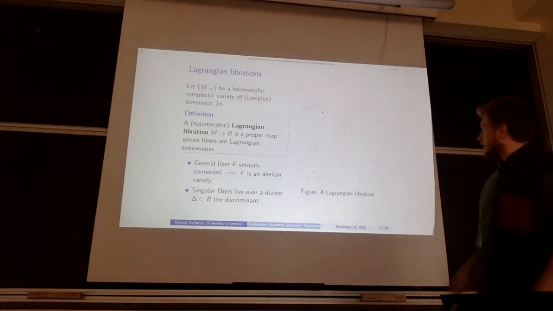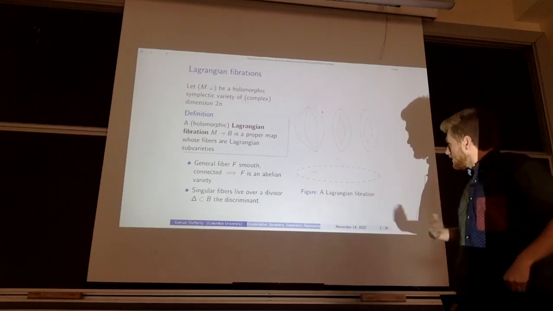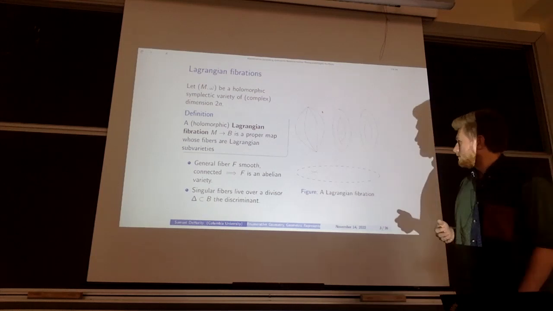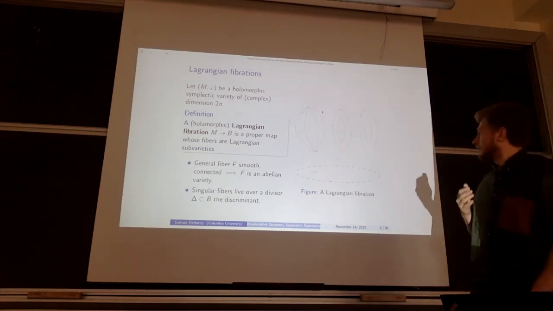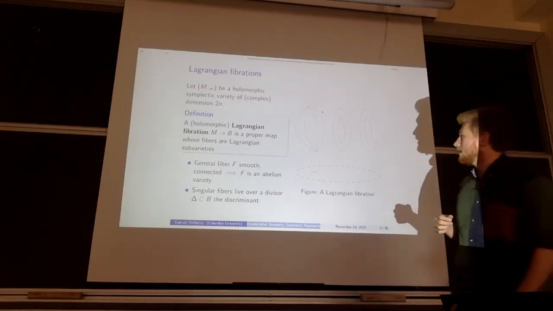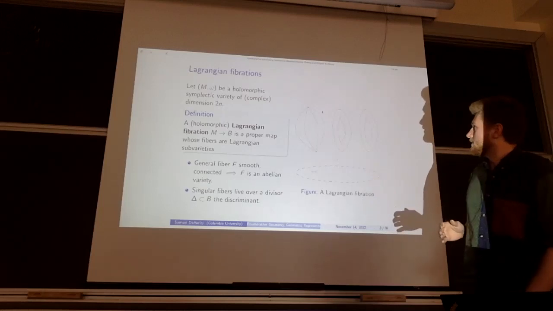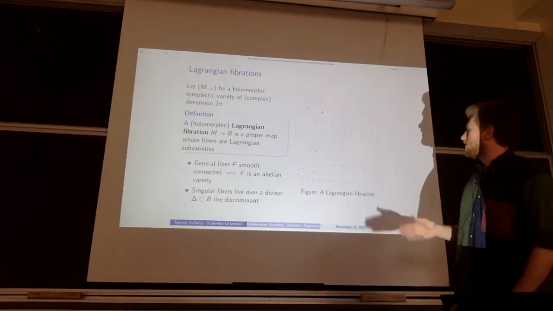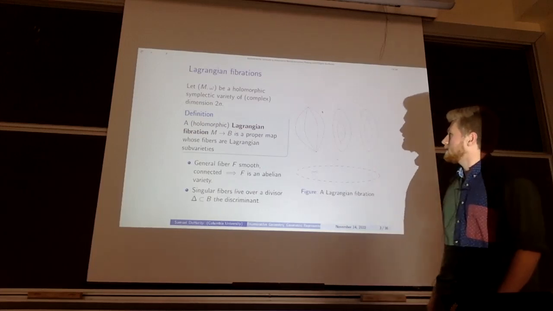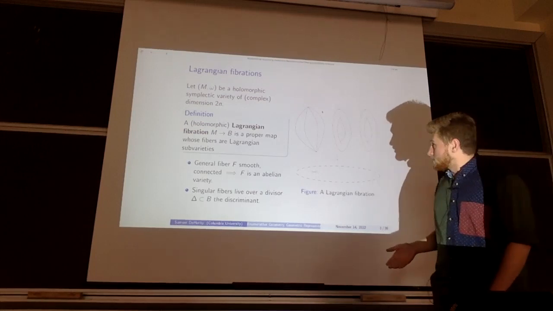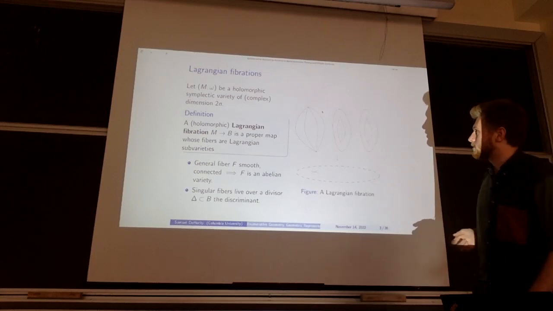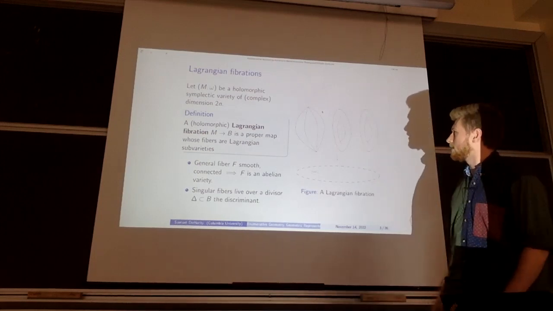So, for me, an elliptic surface is an algebraic variety, which is the smallest dimensional possible for which it admits a Lagrangian fibration. So this is all in the language of algebraic geometry. So Lagrangians are going to be holomorphic Lagrangians, and our varieties are going to be complex varieties. So the fundamental geometric structure for us is going to be a Lagrangian fibration, which is a particular type of structure on a 2n dimensional complex manifold.